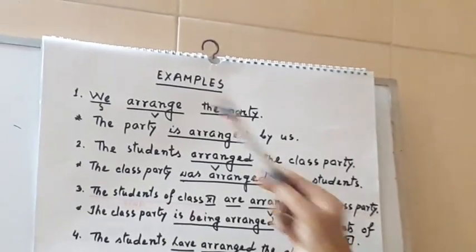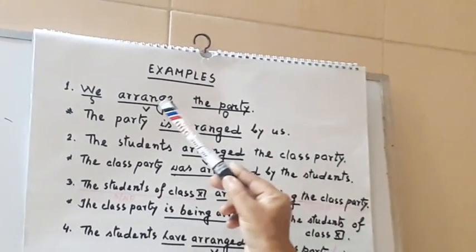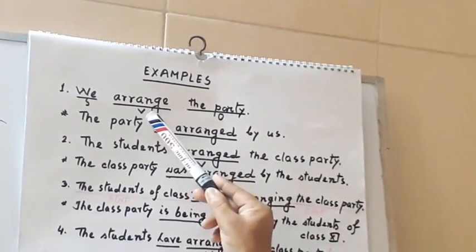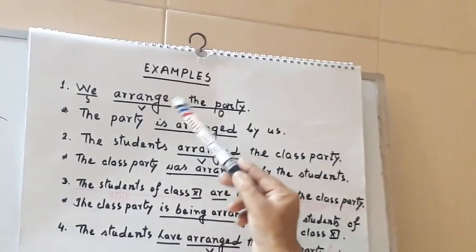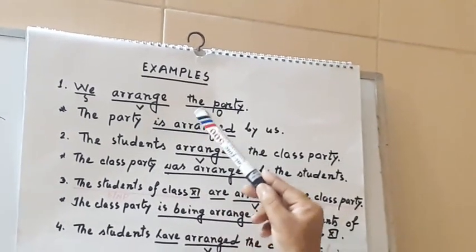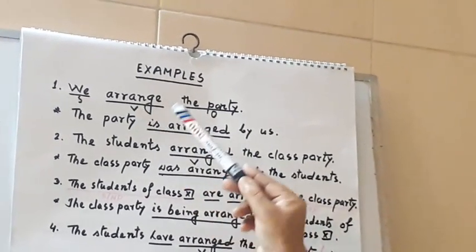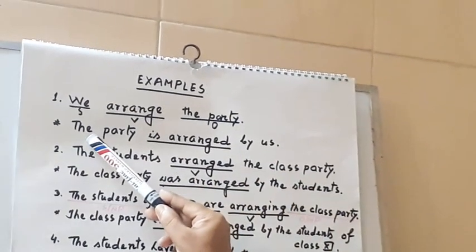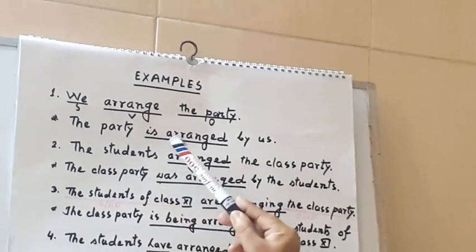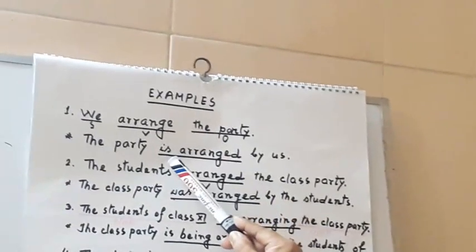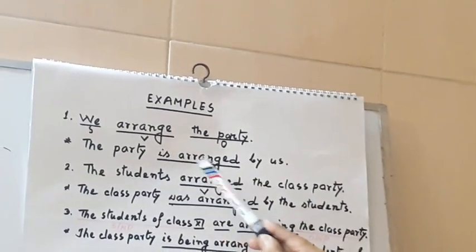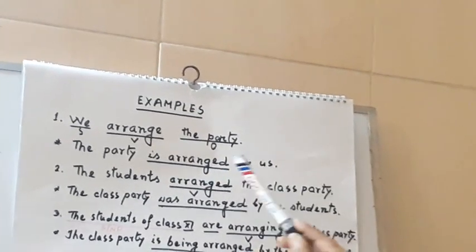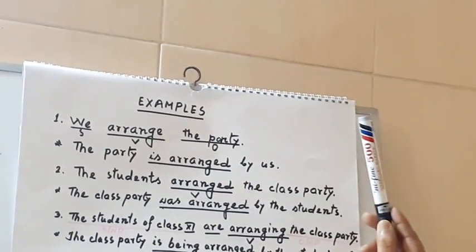Number 1, we arrange the party. The main verb is in present form, so we have used here a be verb from the present group, I mean am, is, are. See, the party has become the subject, the party. Then I have used the be verb is and the past participle arranged, and then by us.